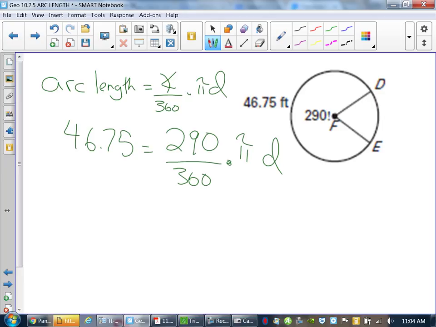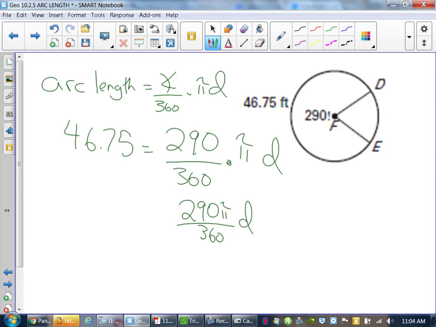When you're multiplying a fraction together, you're just multiplying straight across. So if I take this and say that it's 290 over 360 times pi, that's the exact same thing as saying 290 pi over 360. It means the same thing, okay? Now, if I have to multiply by that reciprocal, the reciprocal of 290 pi over 360 would be 360 over 290 times pi. Are we okay with that?